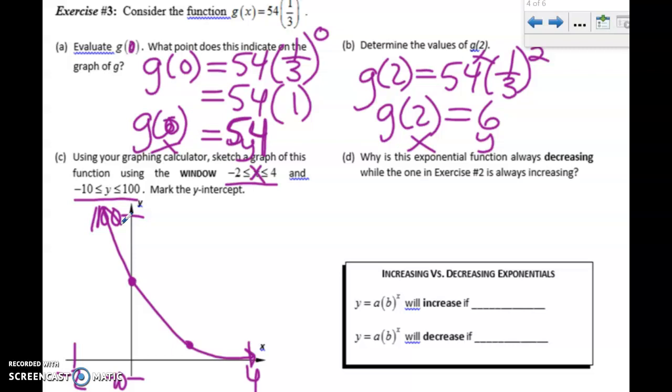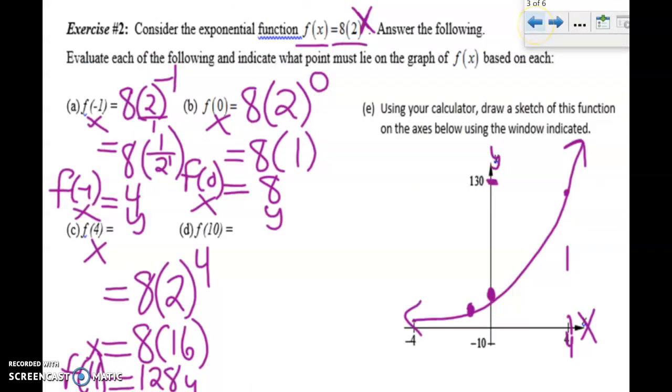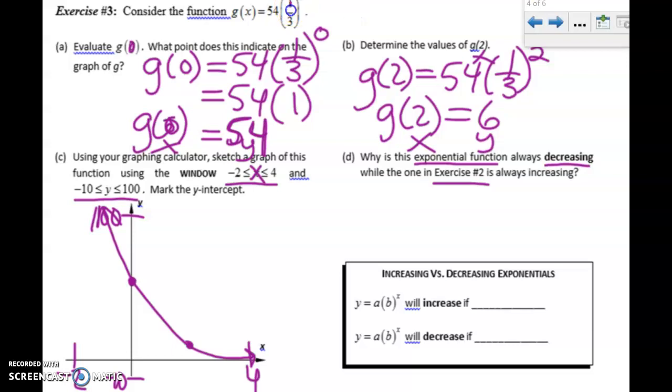Nothing in the chat, so I keep going. Why is this exponential function decreasing while the other one was increasing? Well, this one we were doubling, right? We were multiplying it by 2, and in this one we're multiplying by 1/3. What's the same as multiplying by 1/3? Dividing by 3, right? So because that b value was less than 1, it caused it to decrease.